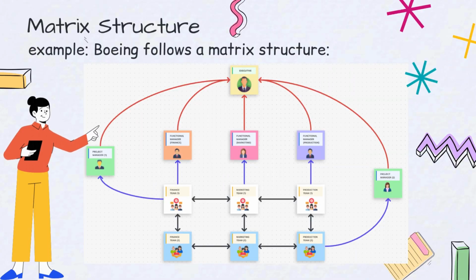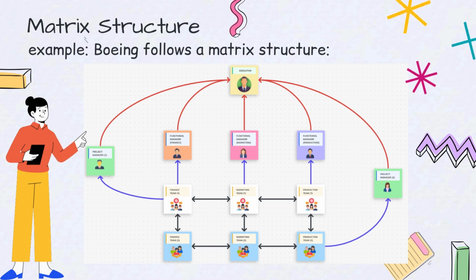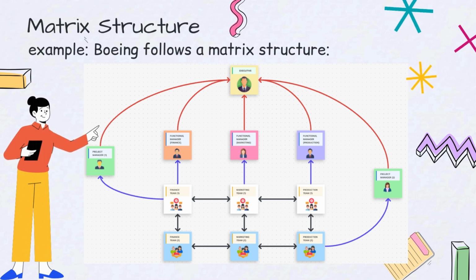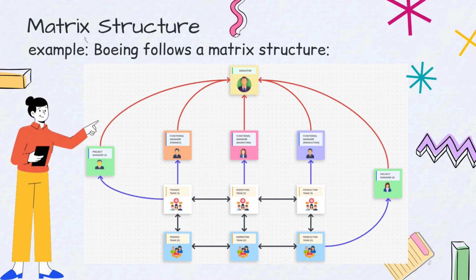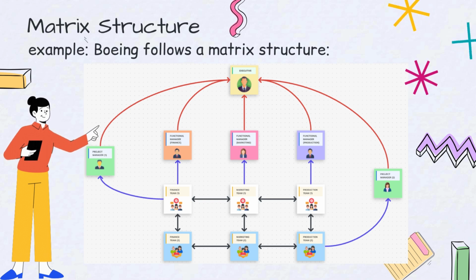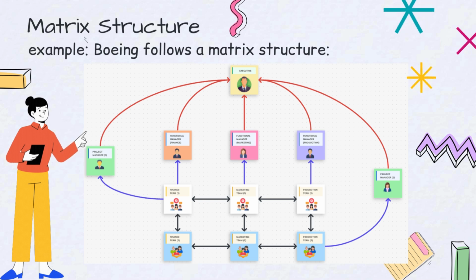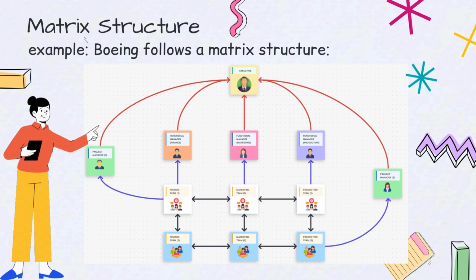Example: Boeing follows a matrix structure. Engineers belong to both the technical department and a specific aircraft project. This optimizes expertise sharing but may create conflict when different managers have competing priorities.